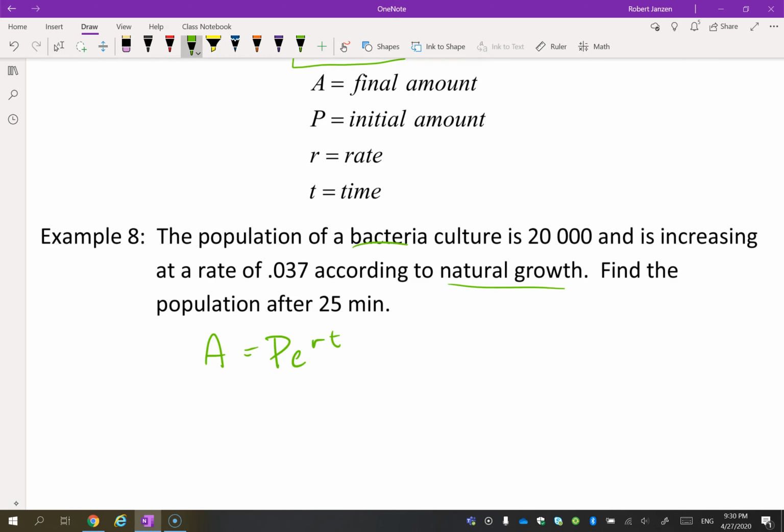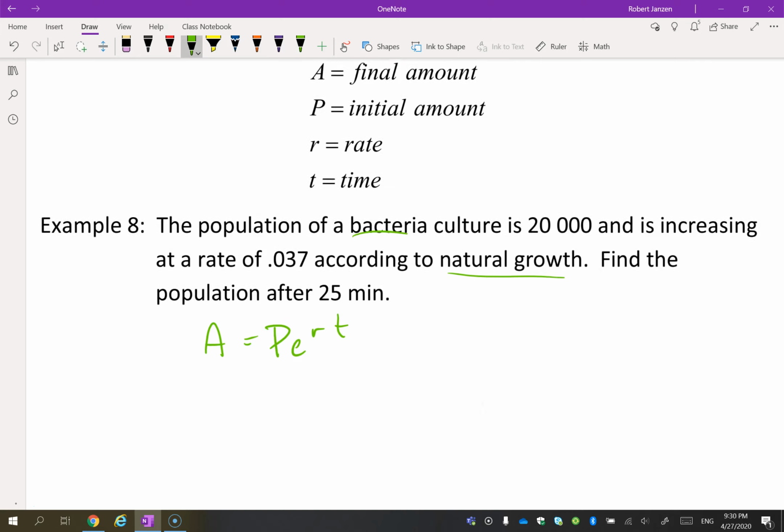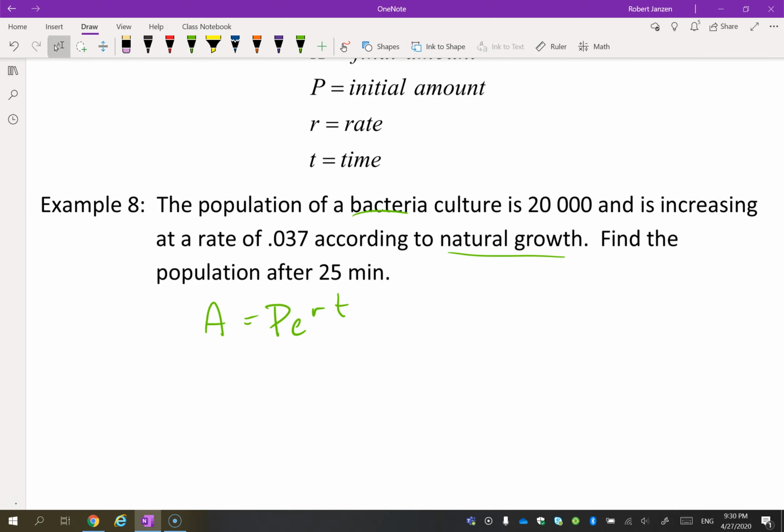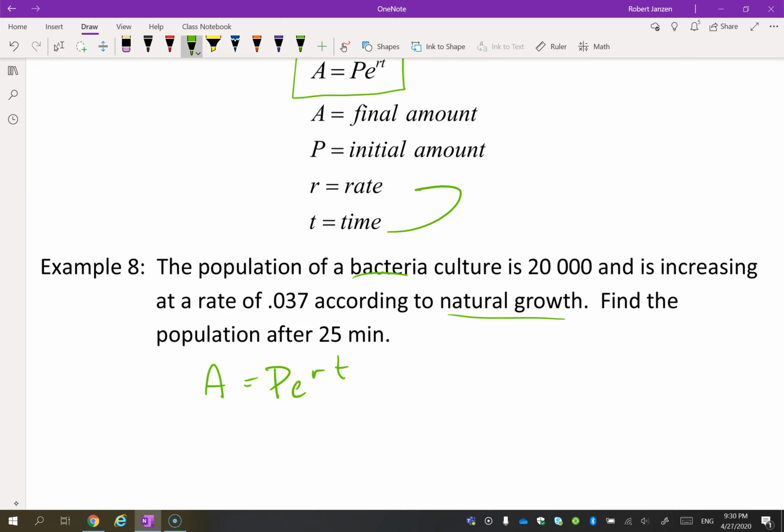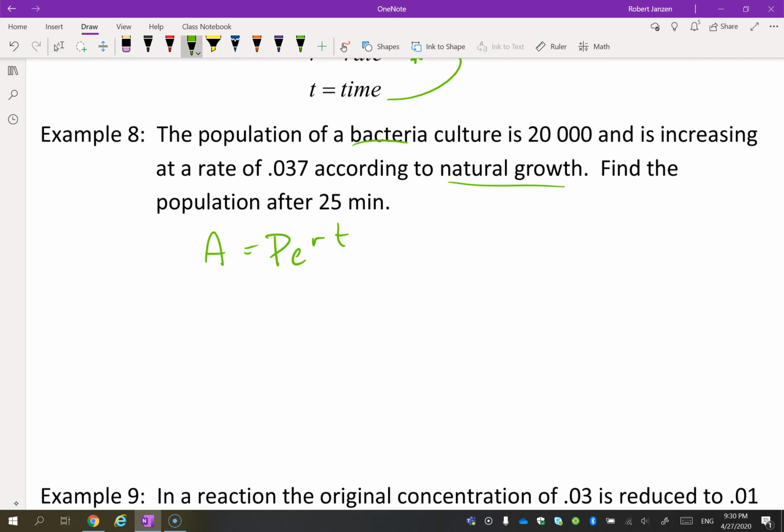Sometimes instead of RT, it's also RN, same idea. A is the final amount, P is the initial amount, rate is R, and time. And the time always will match the rate. You don't have to worry about any kind of conversion there usually. So this says the population of bacteria is 20,000. So we start with 20,000 bacteria, and it's increasing at a rate of 0.37, and it says find the population after 25 minutes. Again, you don't have to change that to hours or years, just use the unit that it's given.